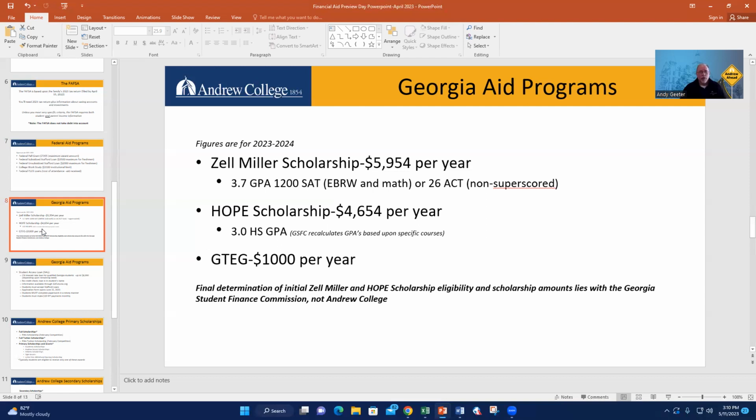With the Hope Scholarship and with the Georgia Tuition Equalization Grant, decisions about eligibility and scholarship amounts are made by the Georgia Student Finance Commission, not by Andrew College. If Georgia Student Finance tells us that a student is eligible for Hope Scholarship, that will be placed on their financial aid award letter. If they tell us that they are not eligible for the Hope Scholarship, then that will not be placed on their award letter. Again, that's not up to Andrew College. That is a state level decision.